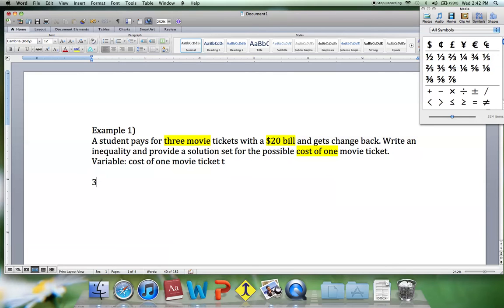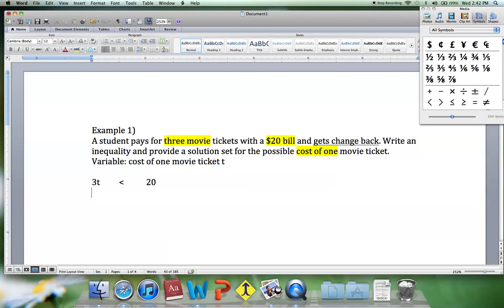We know that we bought 3 movie tickets. And we also know that we were handed a $20 bill. The question is now, which inequality symbol do we use? If we read here, it says he gets change back. That means that these tickets did not cost $20. They were less than $20. So we need to use the less than symbol. So the inequality for this example would be 3t is less than 20.